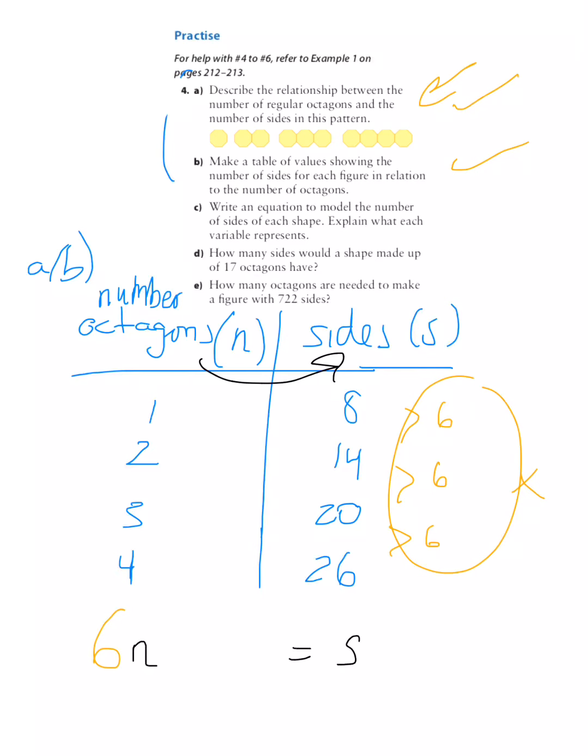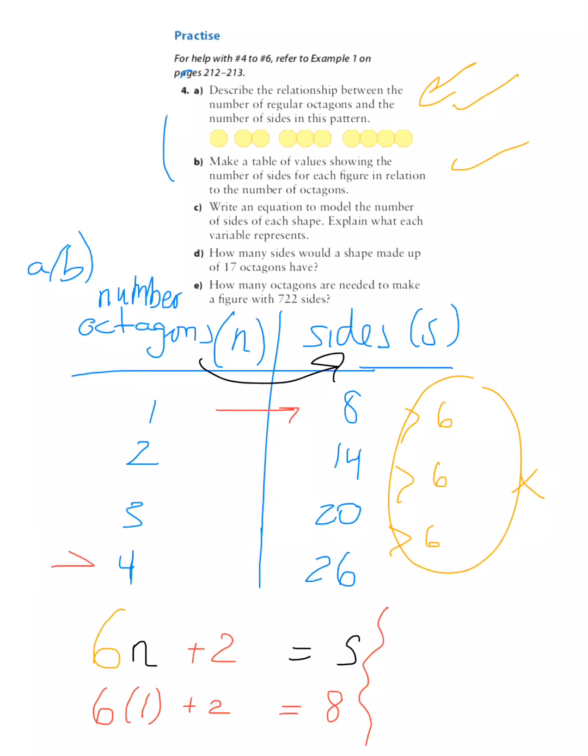We're so close. What do we then have to add or subtract to make this true? So I'm going to plug in the first one. I'm going to go 6 times 1, and I have to get 8. So 6 times 1 is just 6. How do I get to 8? Plus 2. So we're pretty sure this is our equation: 6N plus 2 is S.